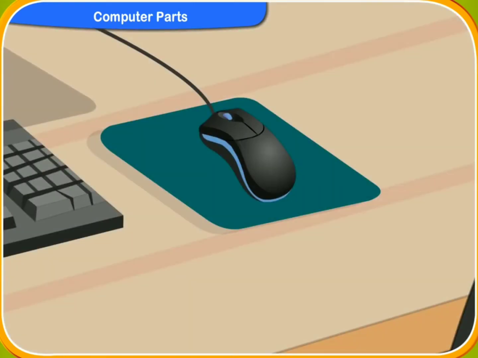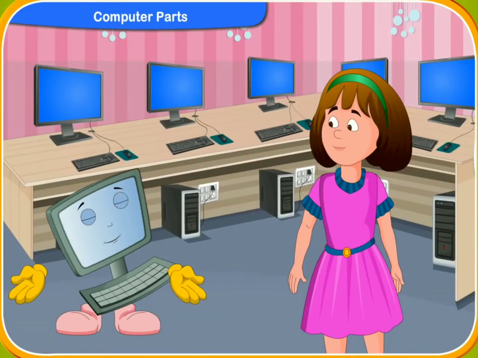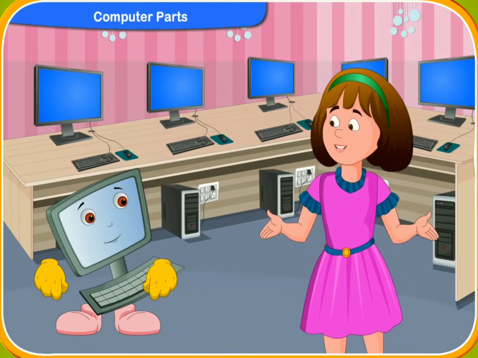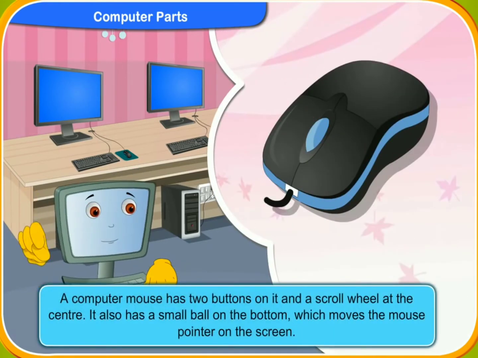What is this, Clicko? It has a wire attached to it like a tail. It looks like a mouse. It is a mouse, Renny. A mouse? How can it be? It is not a living thing. It is a computer mouse, Renny.